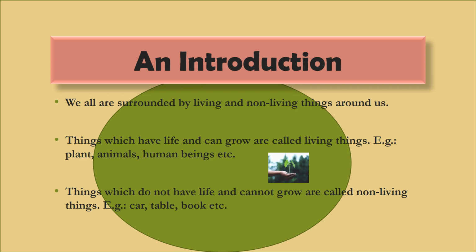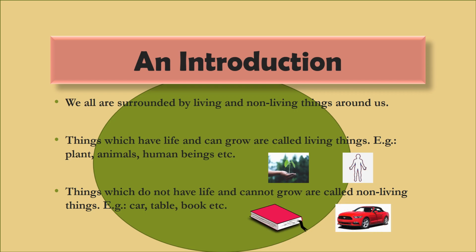As you can see the picture of a plant, it's an example of a living thing. A human body is also an example of living thing. Book, which doesn't have life and cannot grow, is an example of non-living thing. Car is also an example of non-living thing as it doesn't have life.